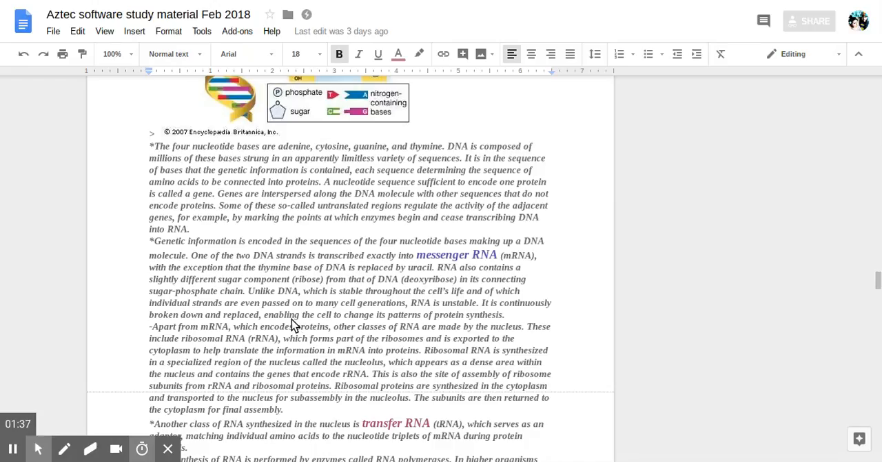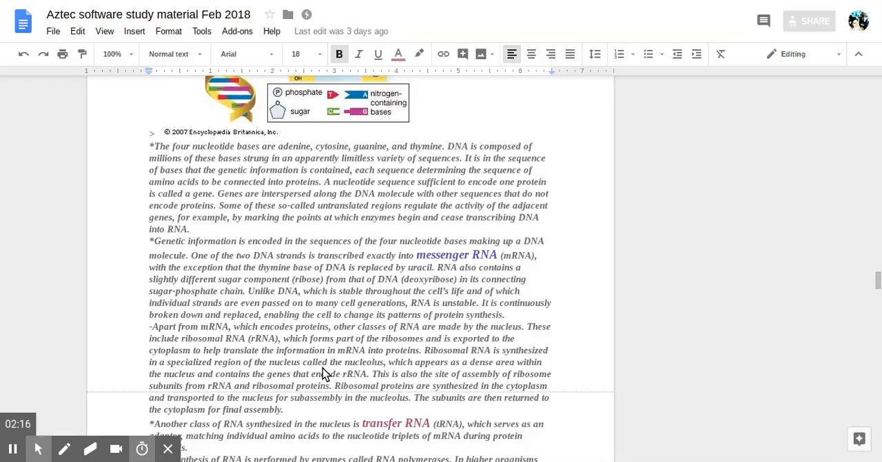Also, RNA is continuously broken down and replaced, enabling the cell to change its pattern of protein synthesis. Apart from mRNA, which encodes proteins, other classes of RNA are also made by the nucleus. These include ribosomal RNA, which forms part of the ribosomes and is exported to the cytoplasm to help translate the information in mRNA into proteins.